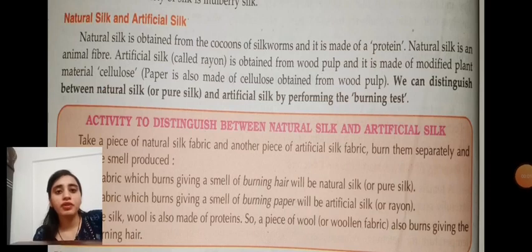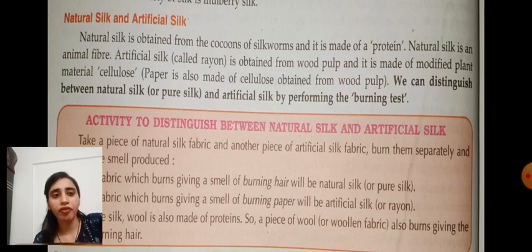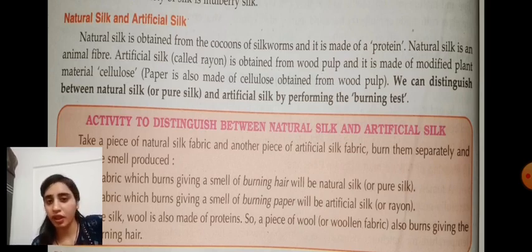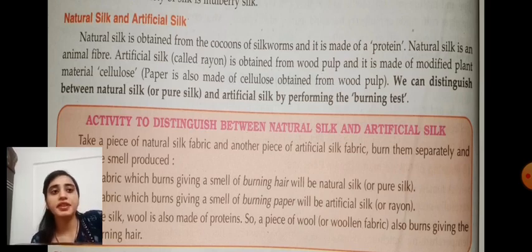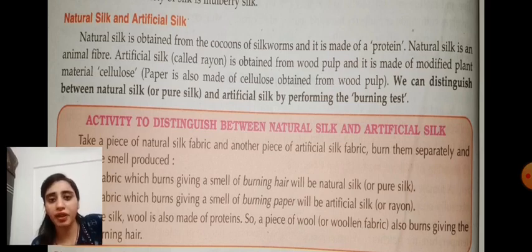Now, about natural silk and artificial silk. Natural silk is obtained from cocoons of silkworms, and it is made of a protein. Okay, natural silk is an animal fiber, and artificial silk, that is called rayon, is obtained from wood pulp, and it is made of modified plant material called cellulose. And paper is also made of cellulose obtained from wood pulp.